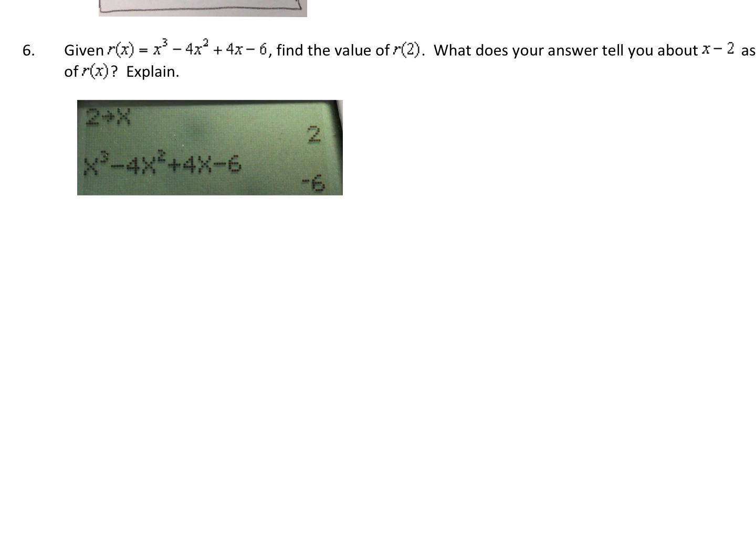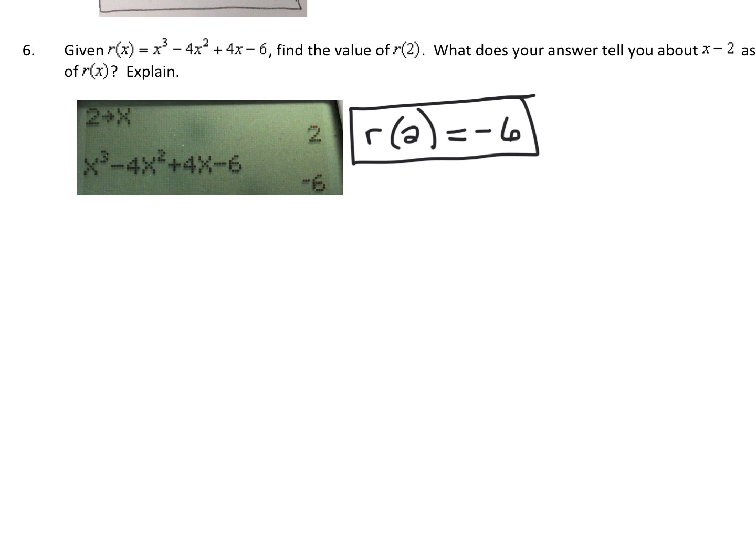Like if they want you to find the value of r of 2, in your calculator you could type in 2 store x, right? And then type in what r of x is equal to, and your calculator will automatically substitute in 2 for you. And when you do, you get -6. All right, so if you do this in your calculator, you don't really have to show much work. You could just write r of 2 equals -6. And that really is enough work because you are allowed to do that in your calculator.